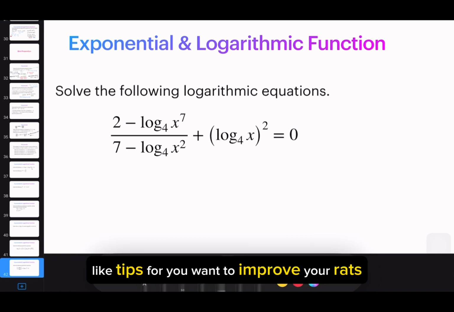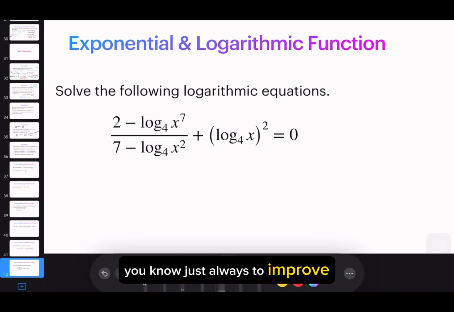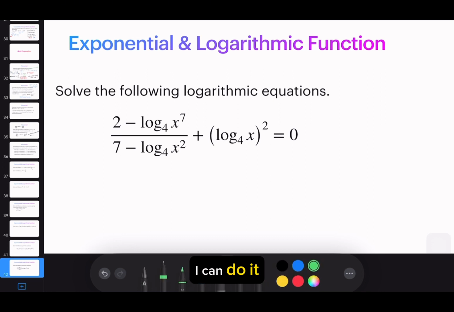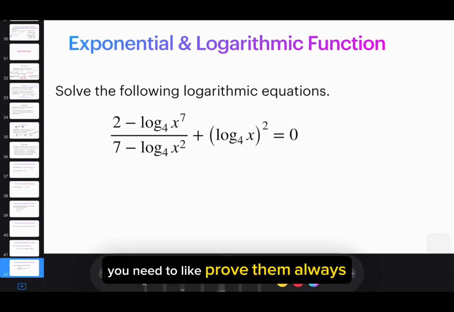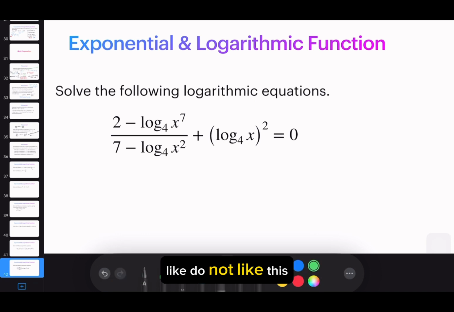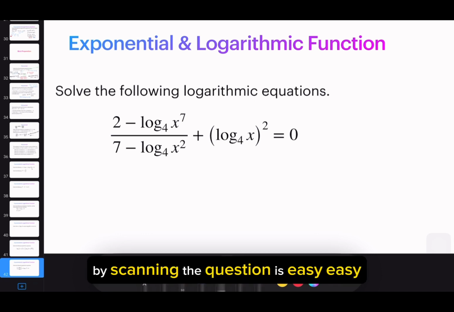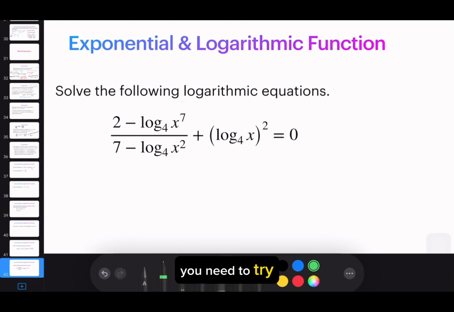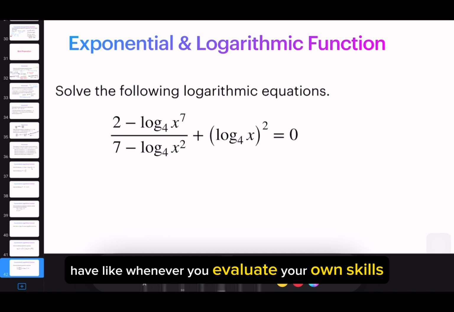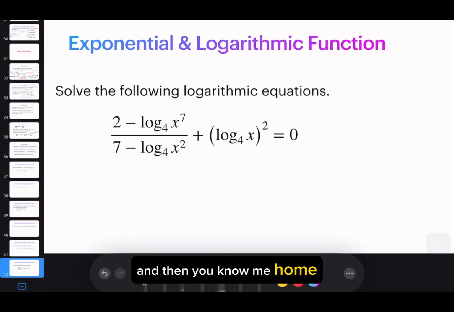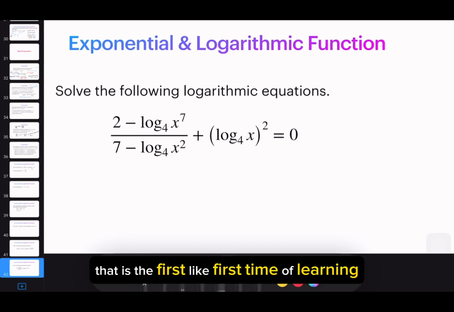But I think, as a tip if you want to improve your math skills, there's always room to improve. Do not ever think, oh, that's easy, I can do it. Do not just keep skimming the question and think, this is easy. You need to try. You need to try, and then whenever you evaluate your own skills, you know, oh, I get this part, but I don't get this part. That is the first step of learning.